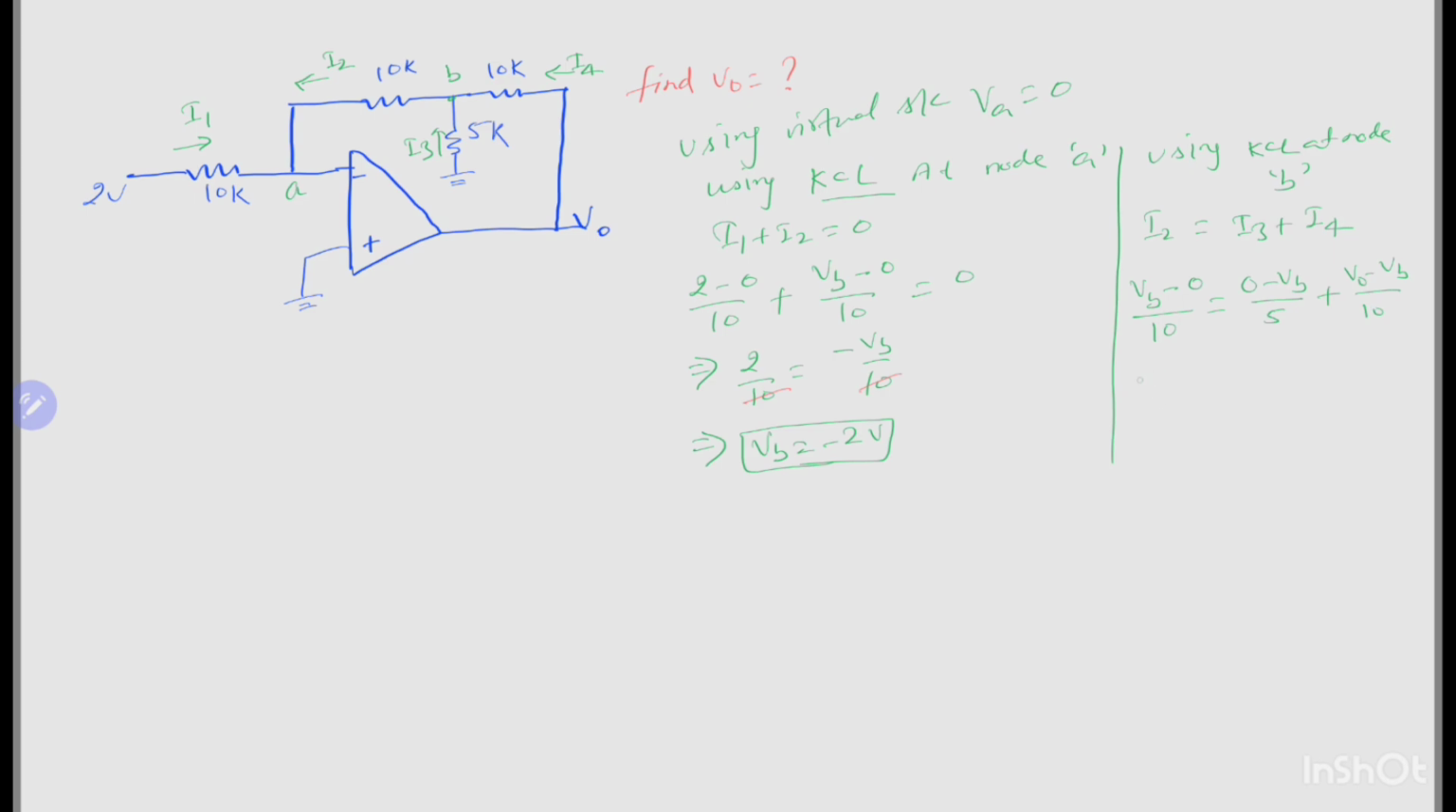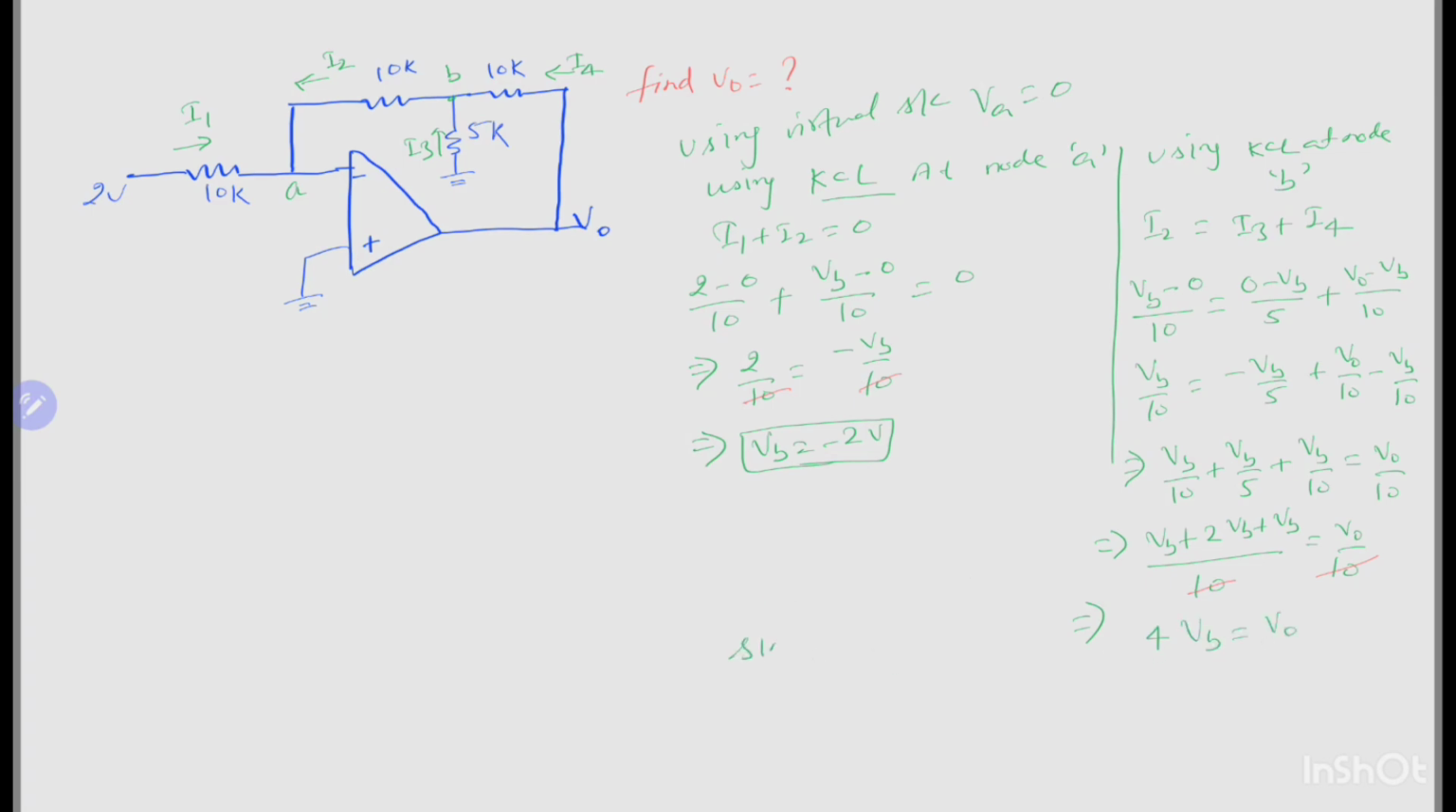What will be the value after simplification? VB upon 10 equal to minus VB upon 5 plus V0 by 10 minus VB upon 10. We will simplify this equation. VB by 10 plus VB by 5 plus VB by 10 equal to V0 by 10. What will we get? Take the LCM: VB plus 2 VB plus VB equal to V0 by 10. Then 10 to 10 cancel out. And what will be the VB, 2 VB, 3 VB, 4 VB? 4 VB equal to V0.